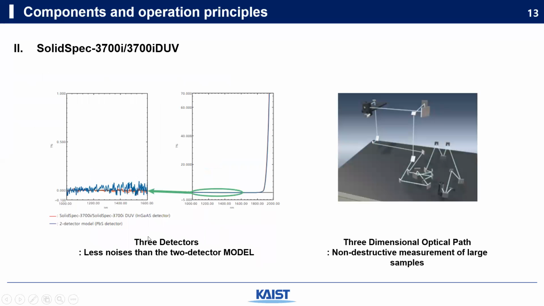The advantage of the equipment is that it has less noise compared to the model with two detectors, as mentioned earlier. Another advantage is that large samples can be measured non-destructively. The three-dimensional optical path enables non-destructive measurement of large samples without having to cut them smaller. In the optical paths of previous models, light only traveled horizontally, but these models include a three-dimensional optical path with light also traveling in the vertical direction. Samples can be placed horizontally, which makes it easier to place large samples.